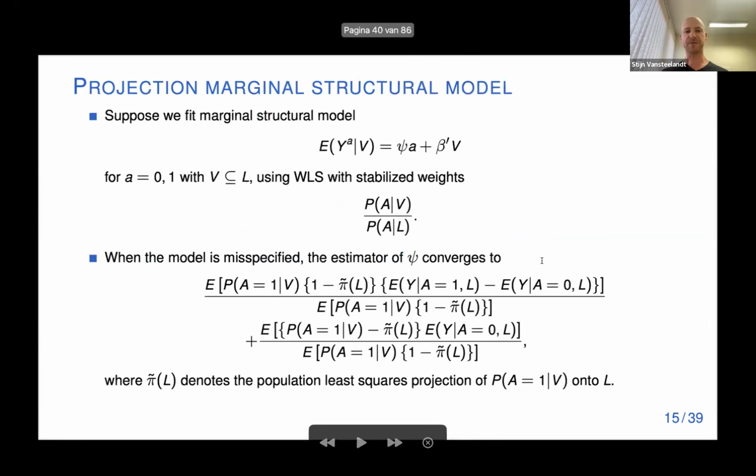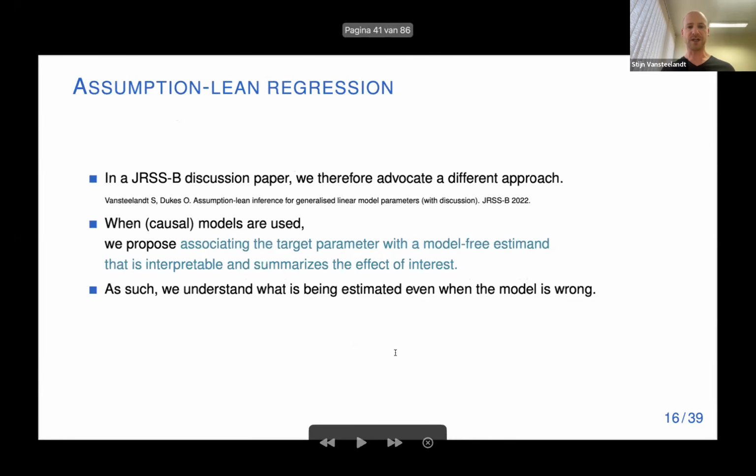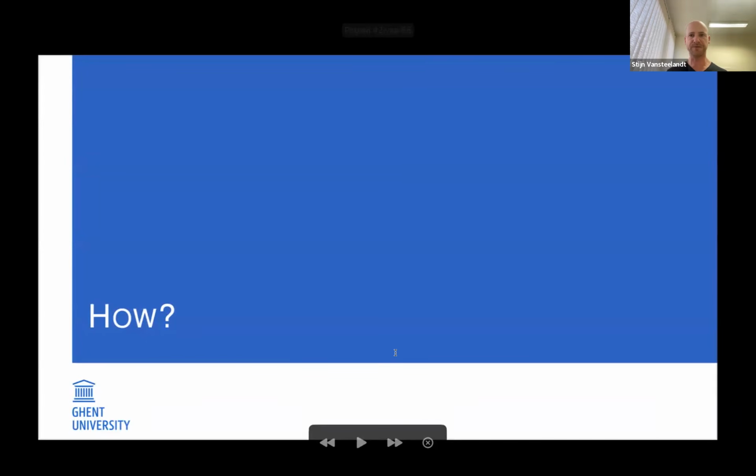Unlike what we saw on the previous slide, the expression here is not quite a summary of the treatment effects, because even though the first component is about treatment effects, the second is not. And we basically try to fix that issue. So the key hope is that with the approach that I'll explain in a moment, at least we have a guarantee of understanding what is being estimated when the model is wrong. So let me go briefly through the steps of the proposal.